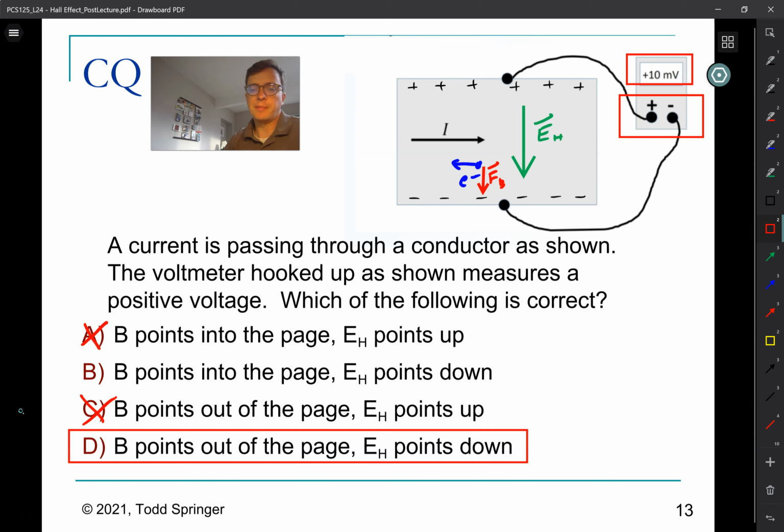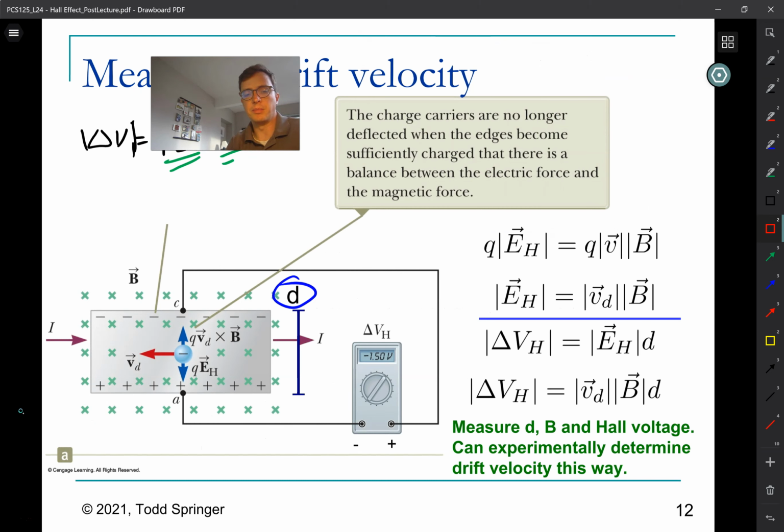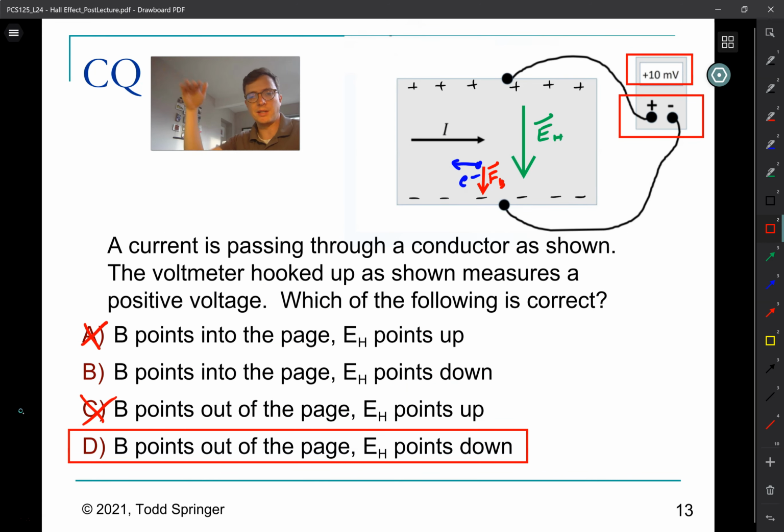You know it's got to be the opposite of the situation we showed here. Right? Here, the top surface was negative and the bottom surface was positive, and the magnetic field was going into the page. Here I have the opposite sign. I have the top surface positive, the bottom surface negative. The answer's got to be a different magnetic field than the one I had in the previous slides.